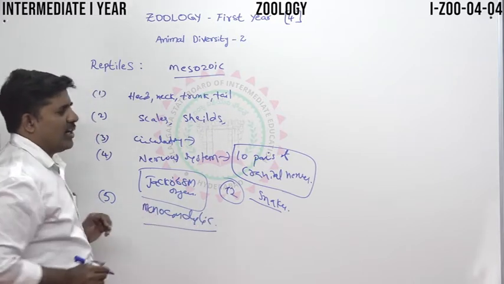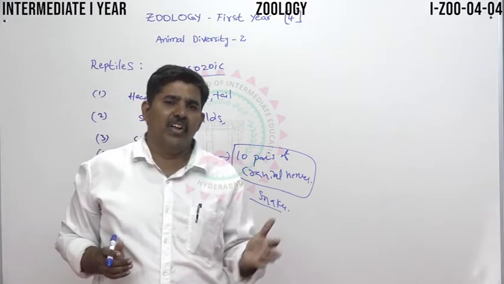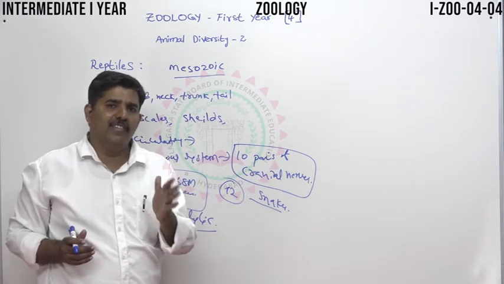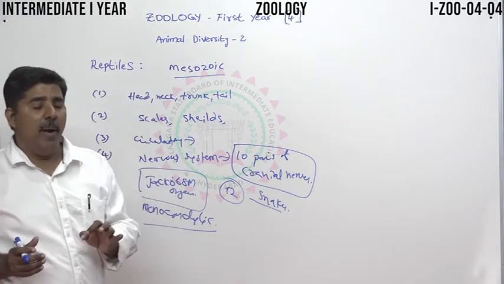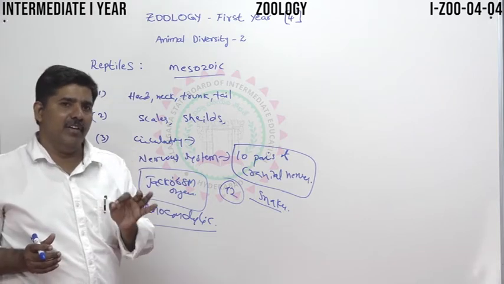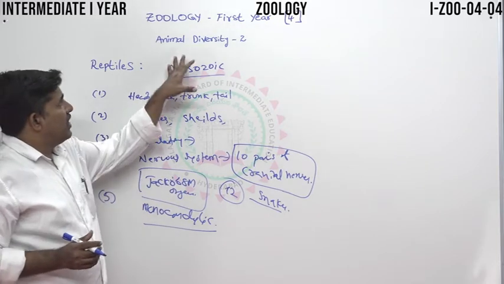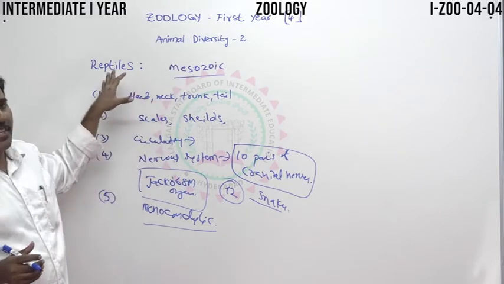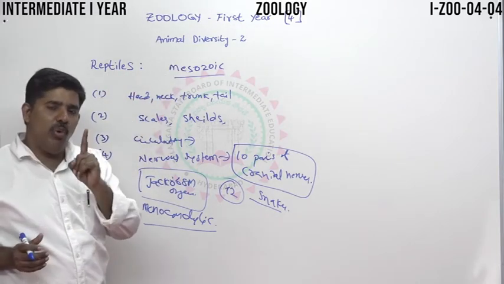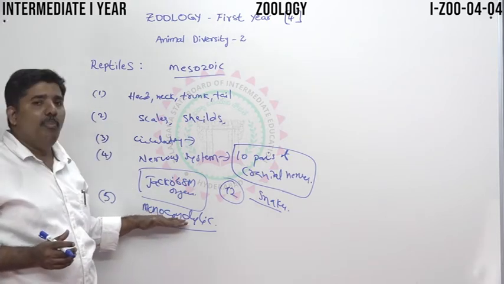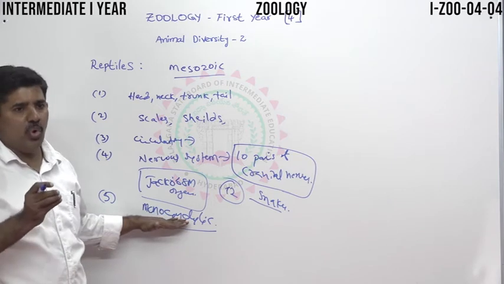So what is monocondylic? We can observe it in particular fishes and amphibians. The skull in fishes is called monocondylic. Amphibians are dicondylic, they have two condyles on the skull area. Reptiles contain only one condyle on the skull region. So that is called monocondylic.